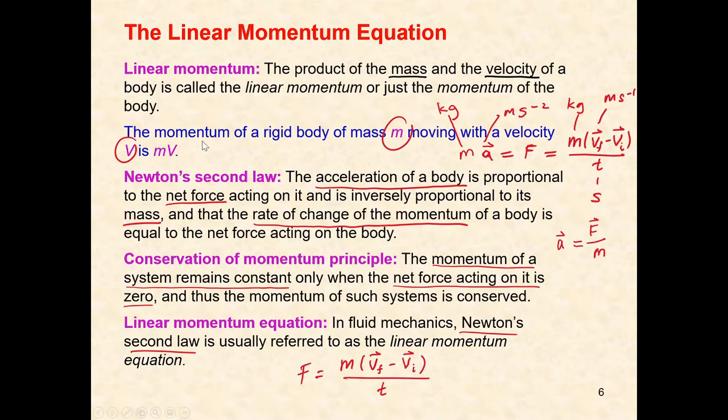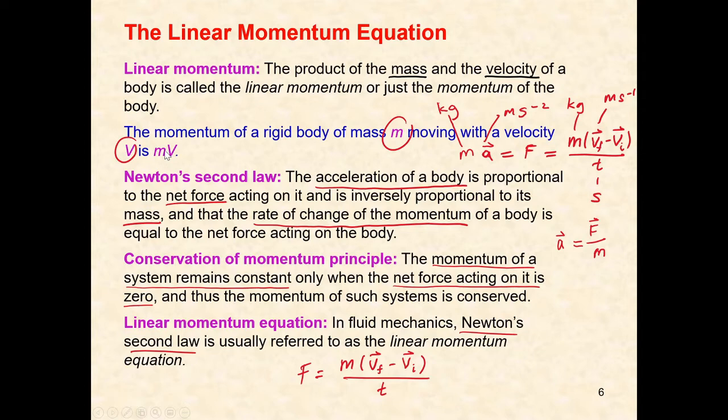Now let us look at the linear momentum equation. The product of the mass and the velocity of a body is called the linear momentum, or just the momentum of the body. So we take the mass, multiply it with the velocity, and we get the momentum. The momentum of a rigid body of mass m moving with a velocity v is mv.